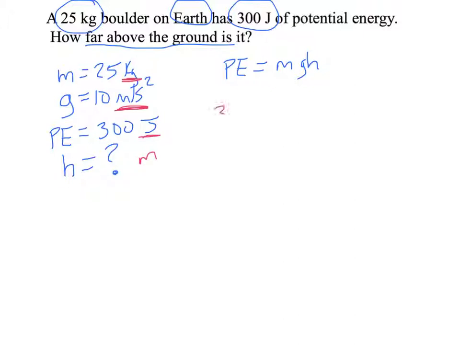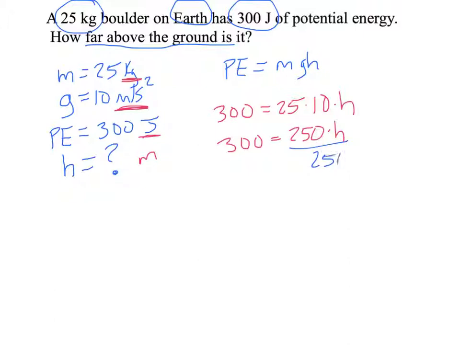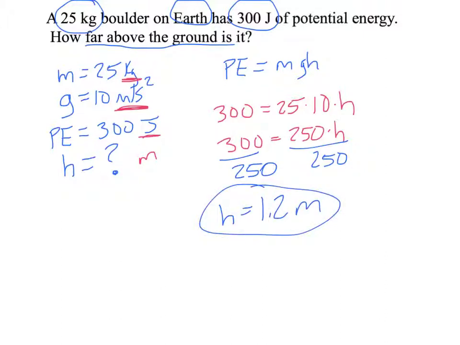So 300 joules equals 25 times 10 times h. So this will be 300 equals 250 times h. And then if we divide each side by 250, we'll get our value for h. So h is 300 divided by 250. And once you get your answer, in this case the answer is 1.2 meters, it doesn't hurt to double check that. We think this is right, but let's plug it back into this equation that we weren't messing with. Does 25 times 10 times 1.2 give you 300? And it does. So that's a good way to check your answer.